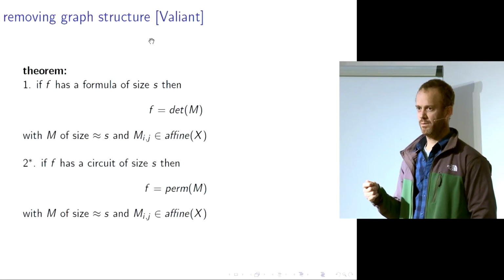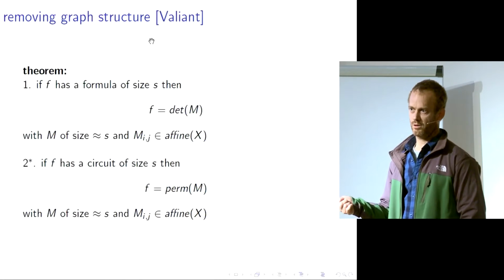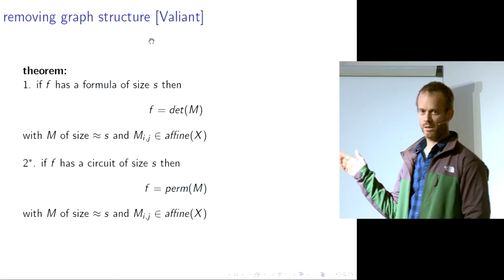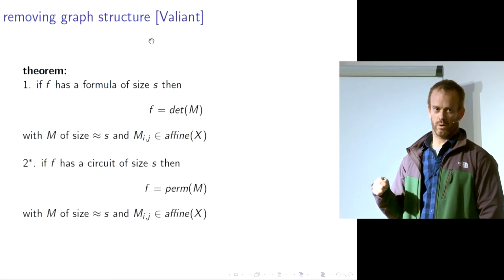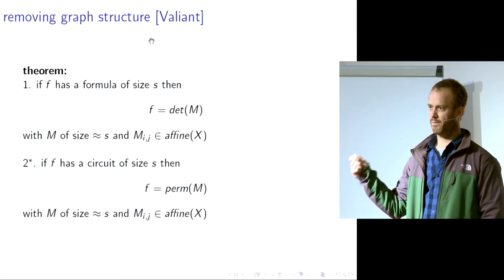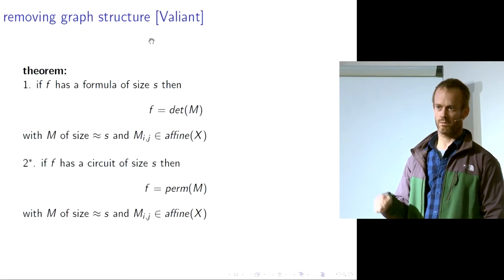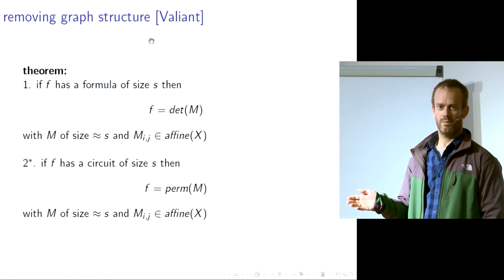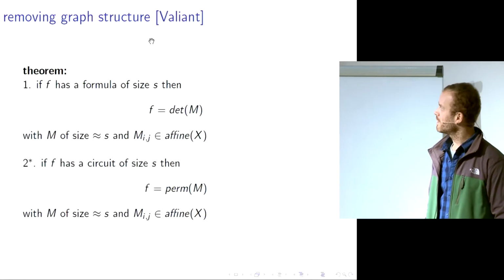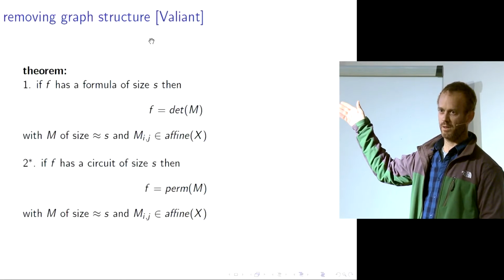One is that if a polynomial can be computed by a formula, an algebraic formula of a certain size, then this polynomial can be written as the determinant of a matrix, where the size of the matrix is the size of the formula, and the entries in the matrix are affine functions in the variables. You know this theorem? Yes? So this is for formula, and so formula corresponds to determinant.